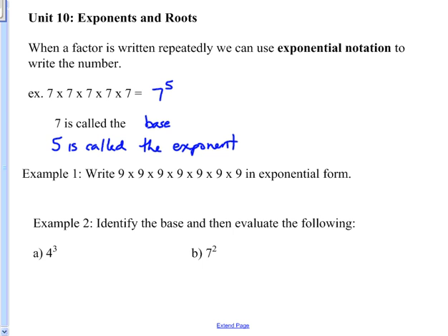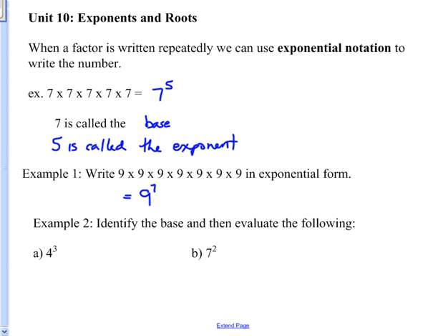So a couple things that we want you to be able to do. If I have repeated multiplication, such as in example number 1, we want you to take that and rewrite it in exponential form. So in this case, it's 9 that's being multiplied by itself. So 9 becomes the base. And we just have to count up how many times it's being multiplied by itself. So in this case, 1, 2, 3, 4, 5, 6, 7 times. So we'd write that as 9 to the 7th power, which means exactly the same thing as we've written out in expanded form.